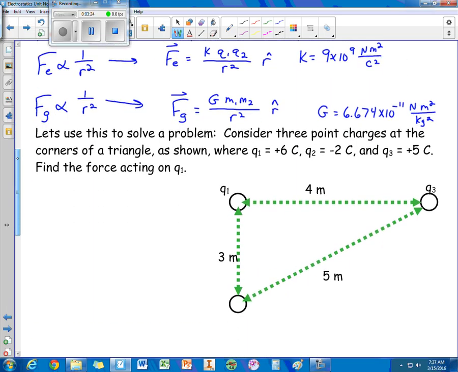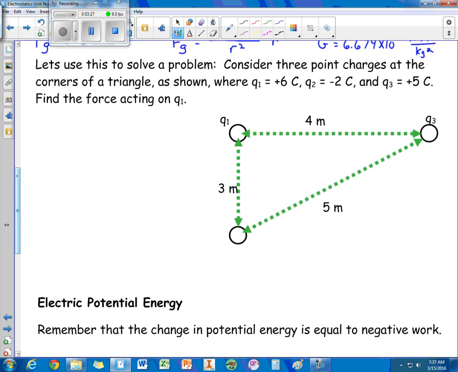All right, so let's use these models then to solve a problem here. So let's consider that we have 3 point charges at the corners of a triangle, all separated by 3, 4, and then 5 meters. Now, the first thing I like to do when I look at these is I like to put positive or negative. So I see that Q1 is positive 6 coulombs. Then Q2 down here is negative 2 coulombs. And Q3 is a positive 5 coulombs.